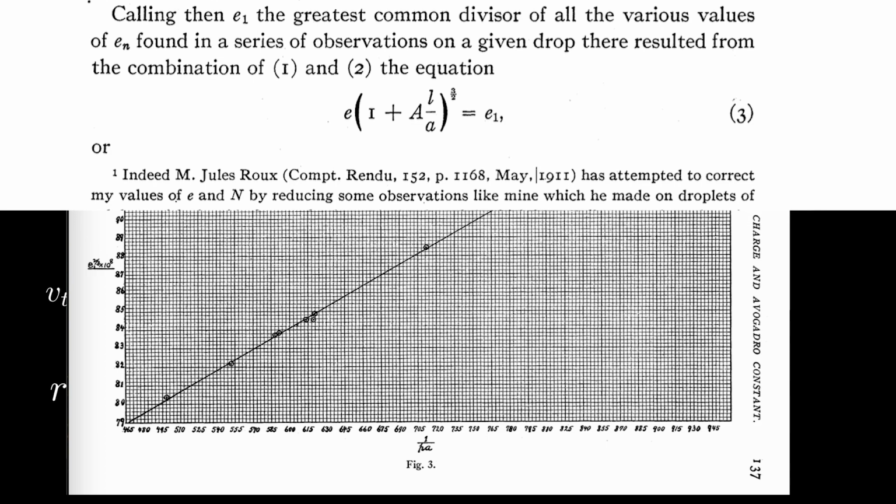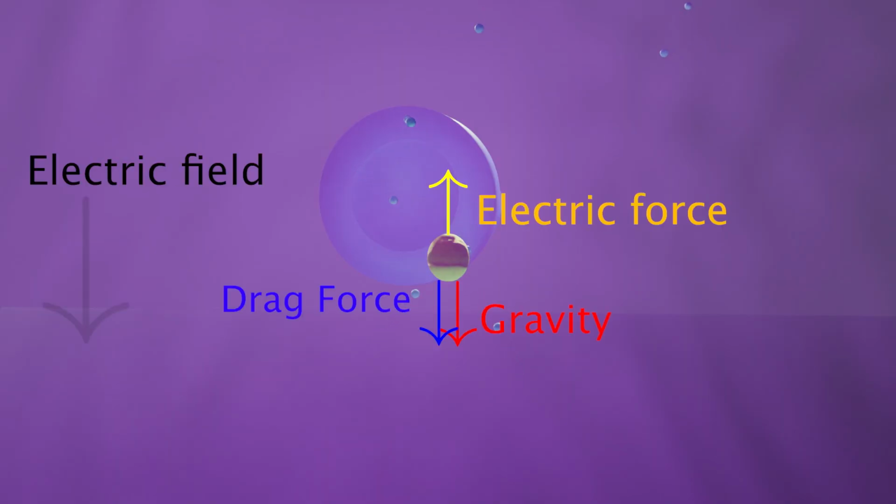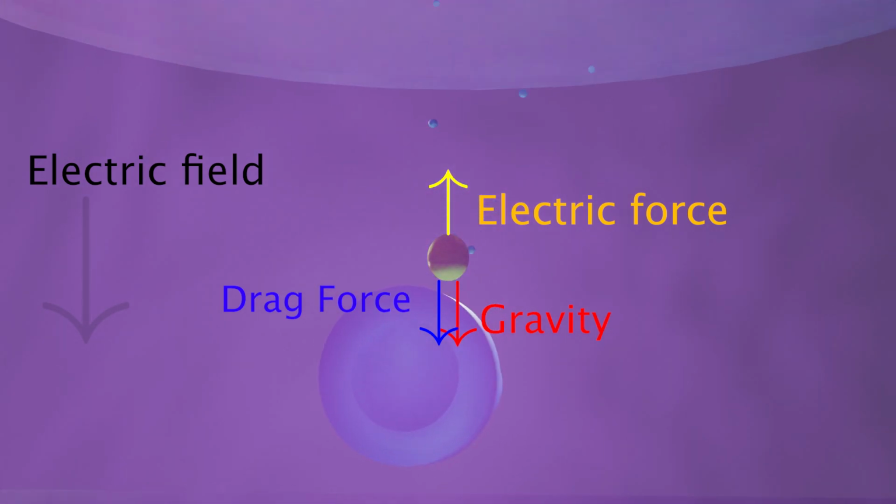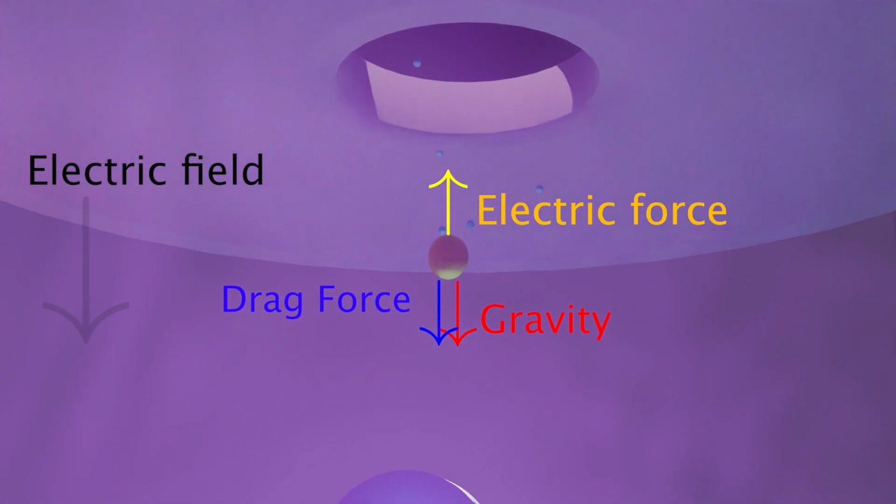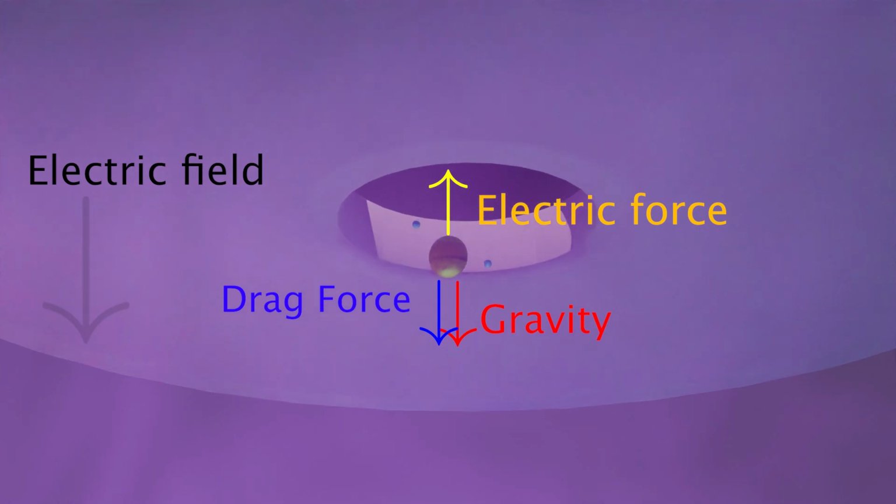The second step is to turn on the electric field, causing the particle to accelerate upward until it reaches terminal speed, this time in the upward direction. In this case, the drag force acts downward on the particle.